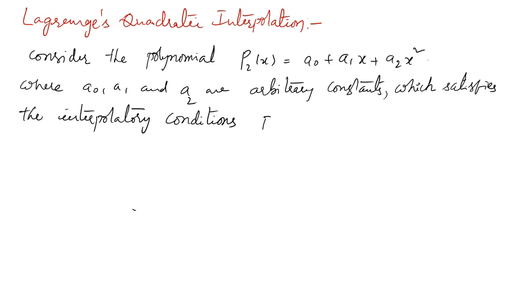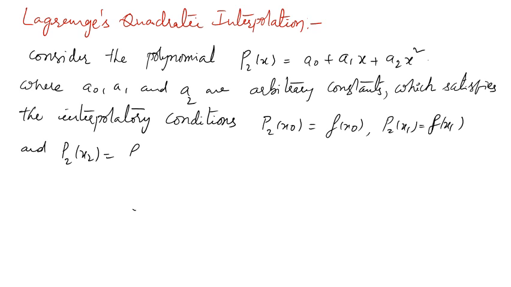First one, P2 of x0 equal to f of x0. Okay. Next, P2 of x1 equal to f of x1. And one more is what? P2 of x2 is equal to f of x2. Why are we considering three conditions? Because three unknown constants are there, A0, A1, A2. So we are considering three interpolatory conditions.